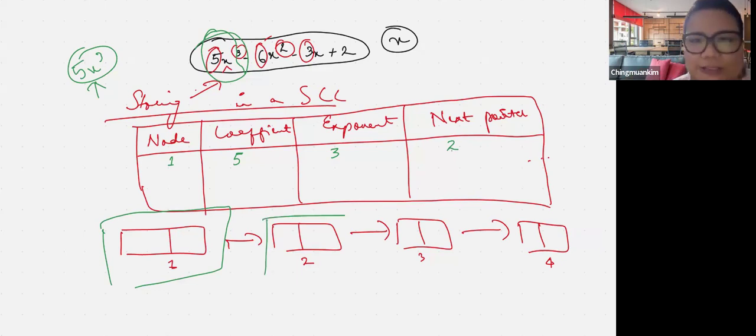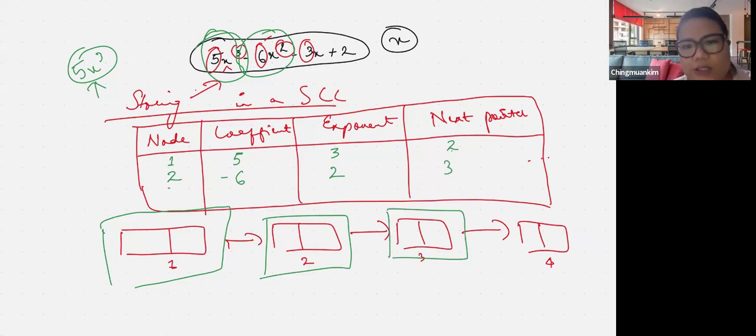And what is our next thing? We are encountering this one, so it will be -6, and the exponent will be 2. And the next pointer will be 3. Now we are at the current node 3, and after that we have reached here. So it's -3x: -3 is the coefficient, and the exponent is to the power 1, because x to the power 1 is x. So it will be 1.